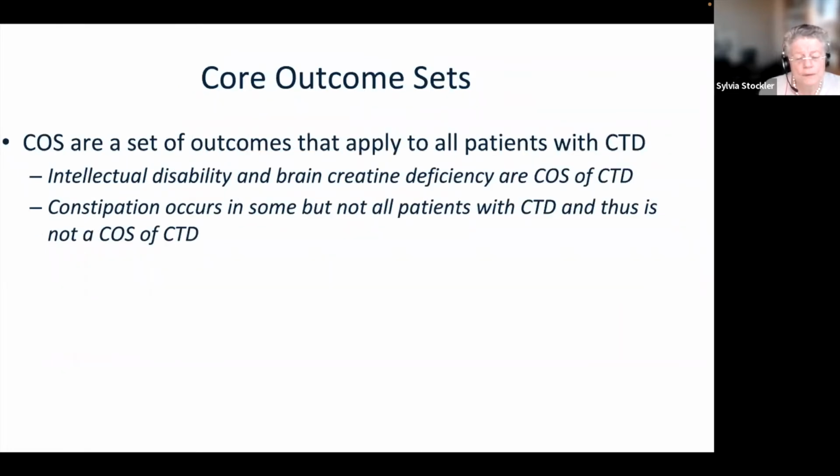So again, core outcome sets, and this is actually the title of our project. Core outcome sets for creatine deficiency syndromes are a set of outcomes that apply to all patients with creatine transporter deficiency, for example, or with GAMT deficiency. And intellectual disability is a core outcome, whereas constipation is not a core outcome.